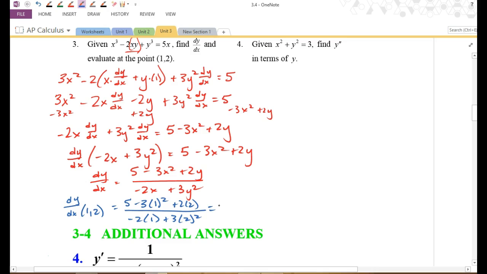Okay, so then I simplify that. So I have, let's see, on the top I have 5 minus 3, which is 2, and 2 plus 4 is 6. And then on the bottom I have negative 2 plus, let's see, this becomes 4 and 3. 4 times 3 is 12, so negative 2 plus 12 is 10. And that would reduce 2 by 2, so 3/5. Okay, so that would be the slope of the tangent line at the point 1, 2.